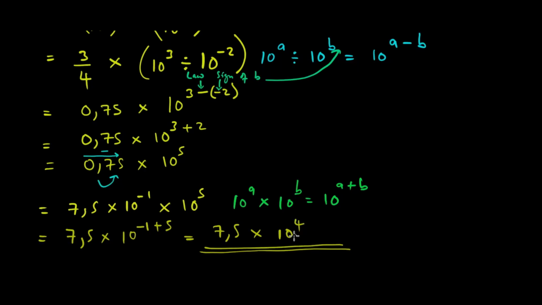Why? Because remember, we had minus 1 plus 5. Here we said we can rearrange if we keep the original signs. So 5 minus 1 is the same thing.